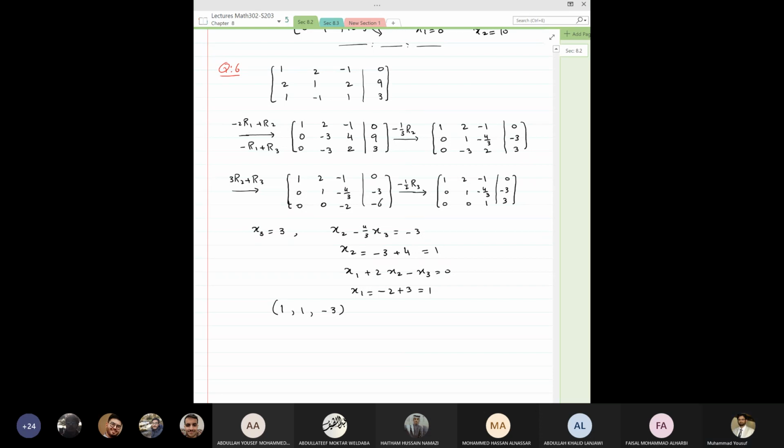x3 is 3. Oh, not negative 3. x3 is a 3. So does this satisfy the equation? Let me write any one of these equations. Maybe the first equation is x1 plus 2x2 minus x3. Do we get a 9 here with these numbers? Oh, sorry, not 9. It is 0. So 1 plus 2, 3 minus 3 equal to 0, correct.